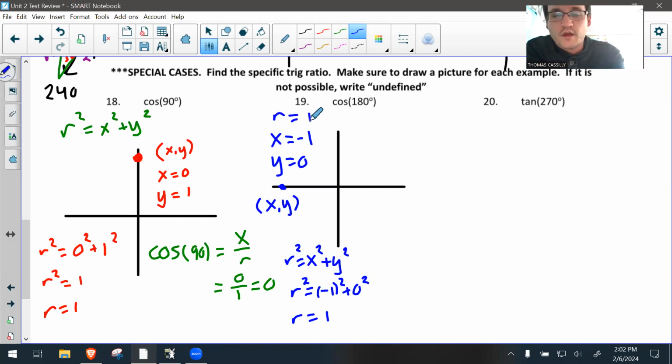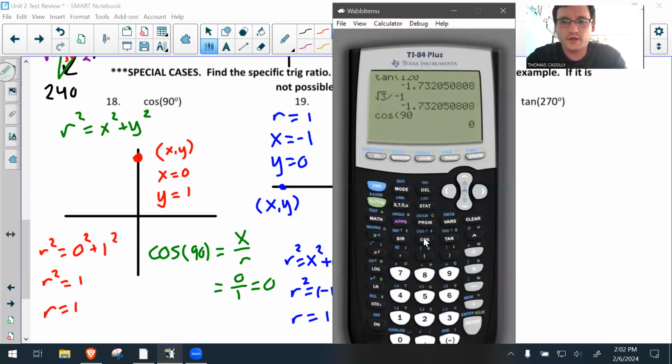So again, the cosine is x over r. So the cosine of 180 equals -1 over 1, which is -1. And just to double check, cosine of 180, there's your -1.